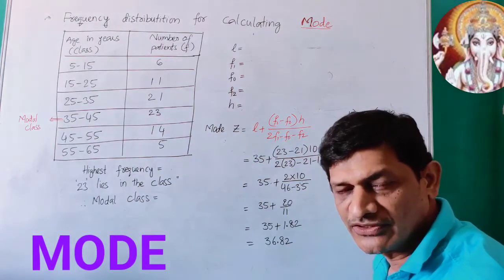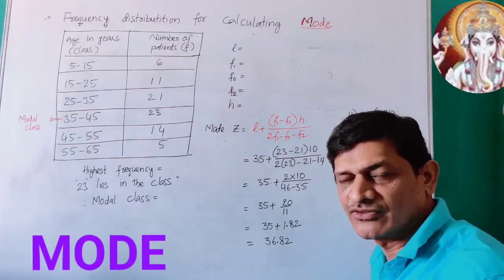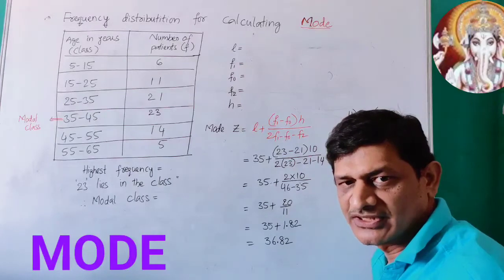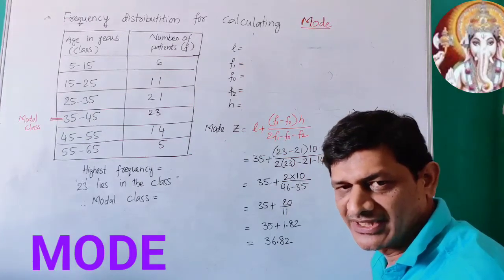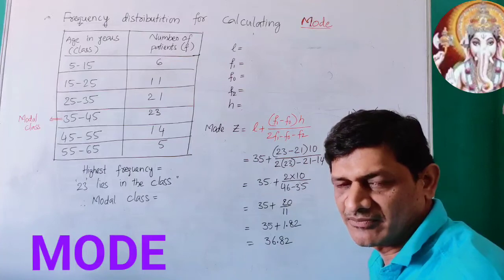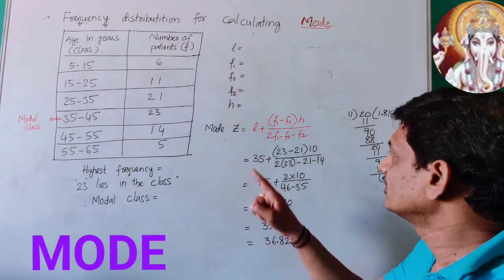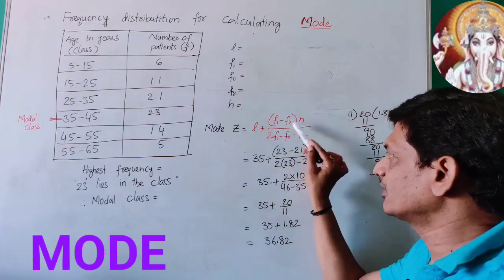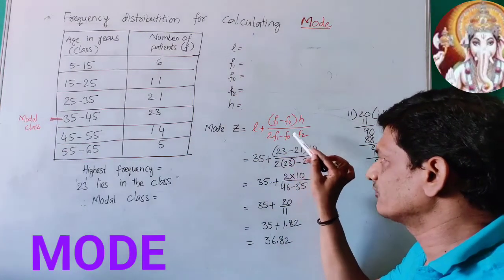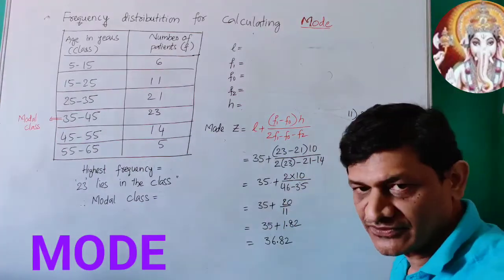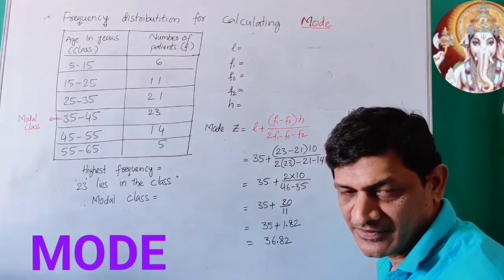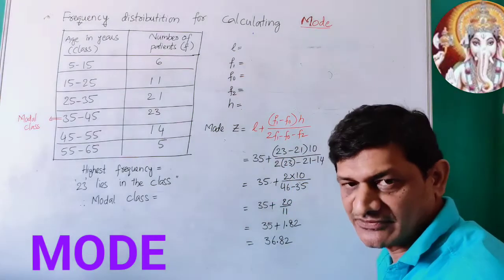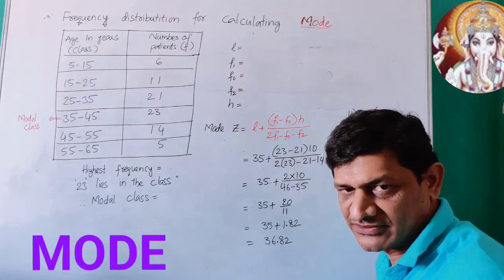Before going to find the mode, first of all you have to know the formula to calculate the mode. Mode is denoted by the letter Z, and the formula for mode Z equals L plus (F1 minus F0) into H by (2 F1 minus F0 minus F2). This is the formula. Before substituting the values, first of all you have to know how to write those values.